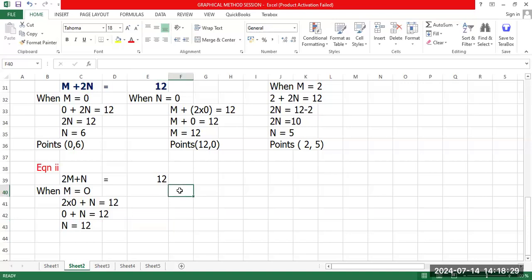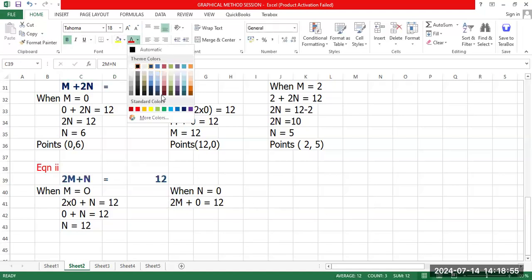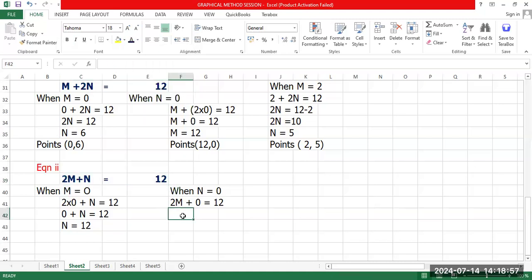Then this side, when n is equal to 0, I substitute in my equation. Where there is n here, I put 0. This is 2m plus 0 is equal to 12, if I'm following my equation. So this is 2m is equal to 12, and my m is equal to 6.